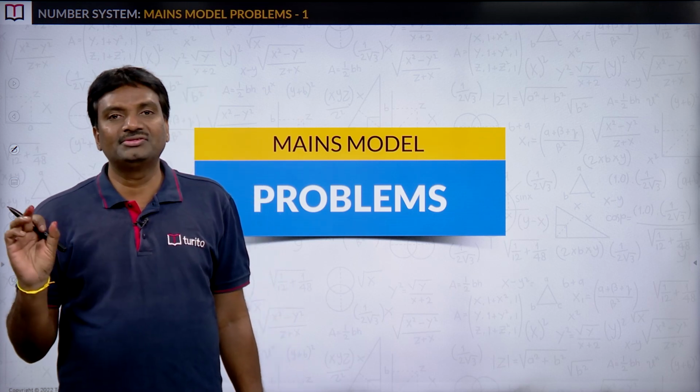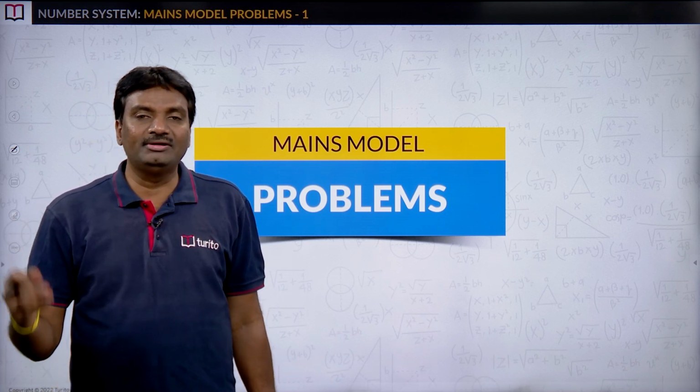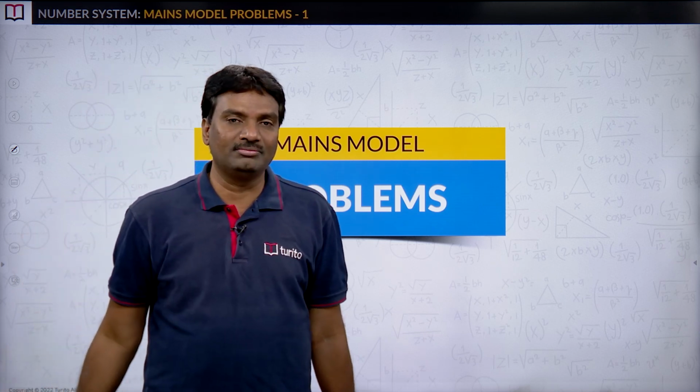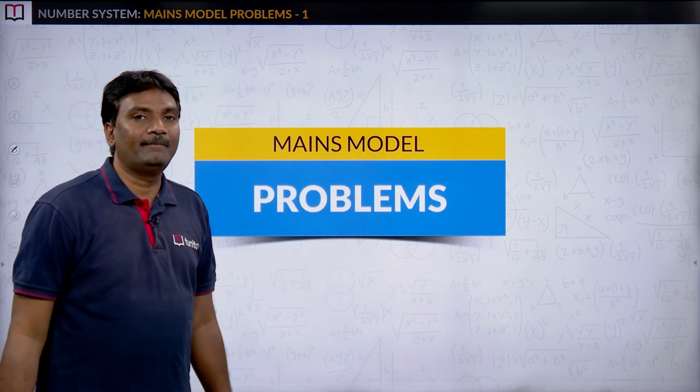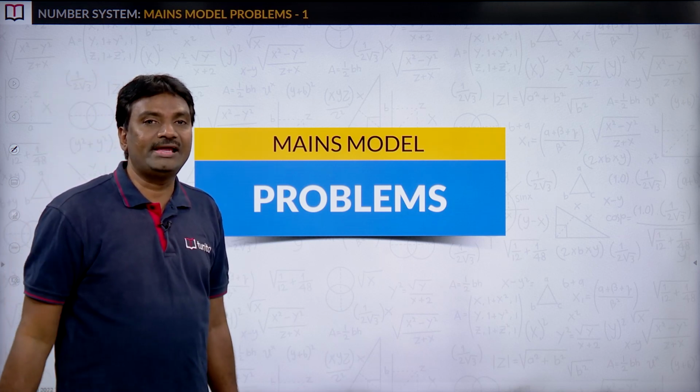Our guess does not always work properly. So, if your guess is correct, then you will get 4 marks. If your guess is not correct, then you will lose 1 mark. Now we are discussing the mains model problems. This is the first part of the IIT JEE examination.